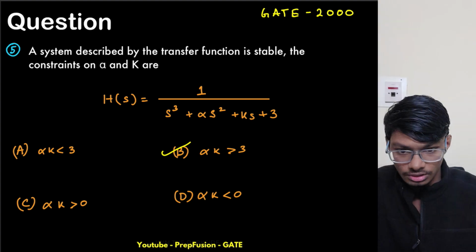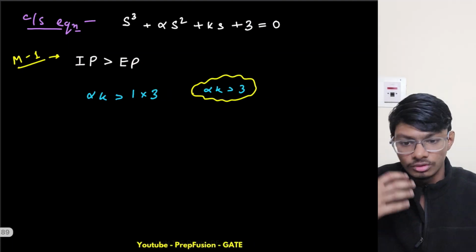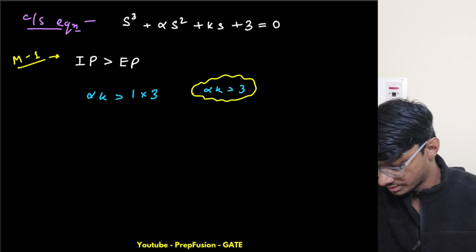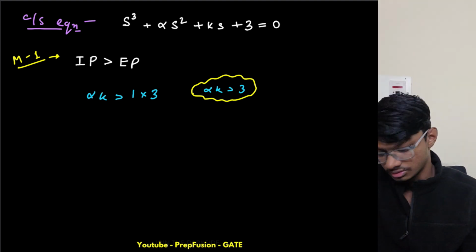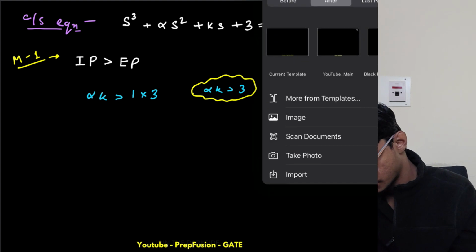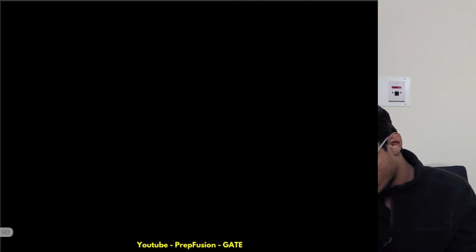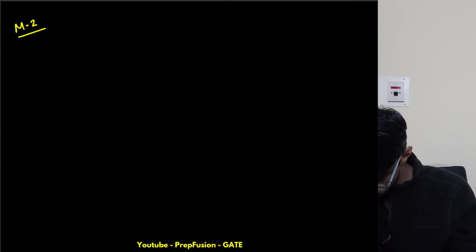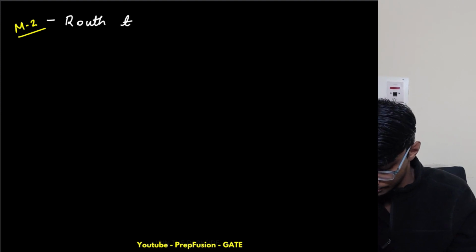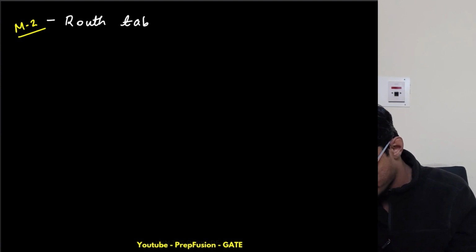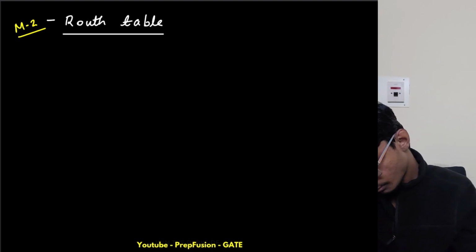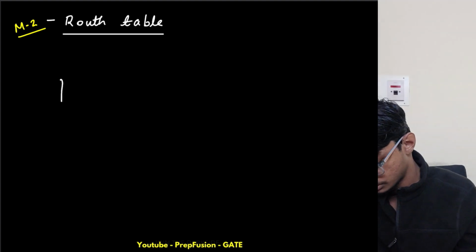Answer is B. Now if I want to compute this with Routh table, can I compute this? Obviously, to prove it to you, yes, we can compute this with Routh table also. So let me take another page. Now let me write method 2 over here, and this will be the Routh table.